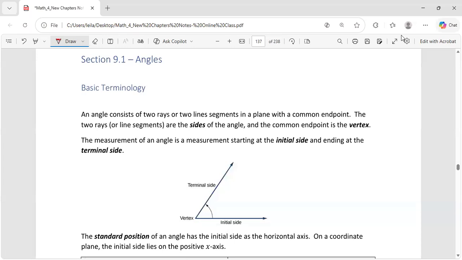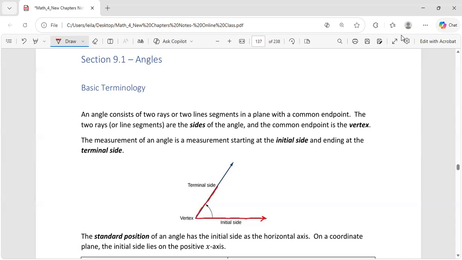Angles. In this video, we want to talk about basic terminology of a trigonometric function. Since every function in trigonometry is about an angle, first let's define angle. An angle consists of two rays or two line segments in a plane that have a common endpoint. As you can see in this picture, we have two line segments or two rays. A ray means a line segment that has an endpoint, and the other side has an arrow.